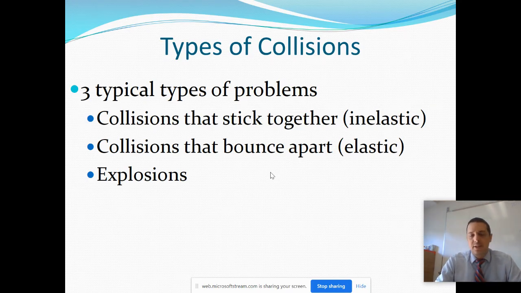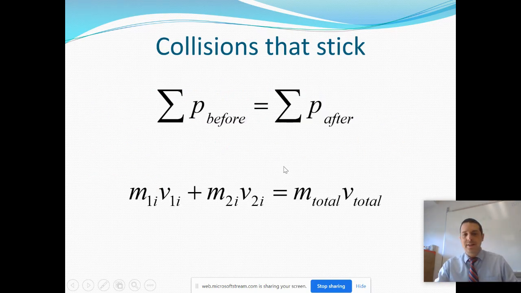And then we have collisions that explode apart. Those are always inelastic. So the first and the third are always inelastic. The second one is sometimes elastic, sometimes inelastic. I would like to just go through an example of this, and we're going to take a look at an example of collisions that stick together. In this example, we'll have all the momentum in the before equal to all the momentum in the after scenario.